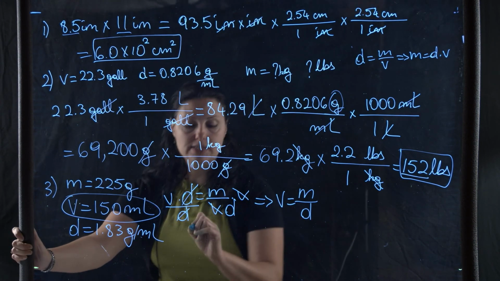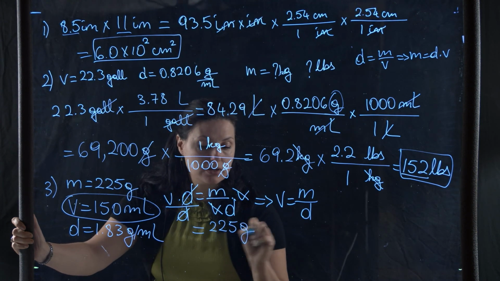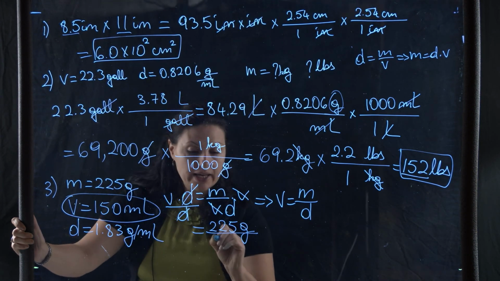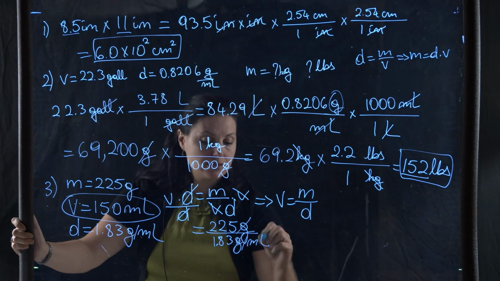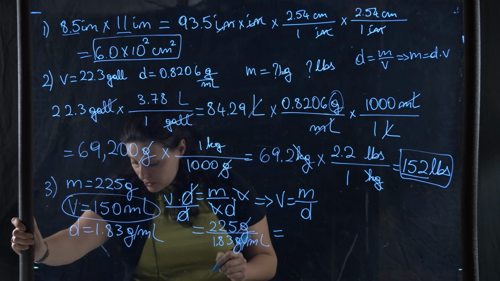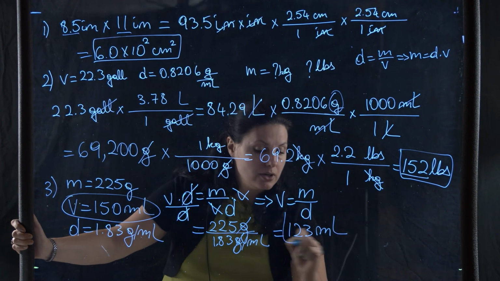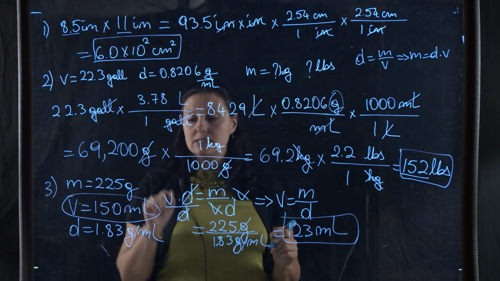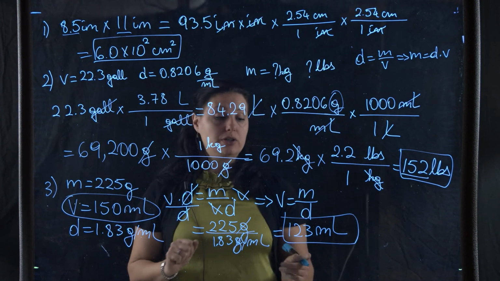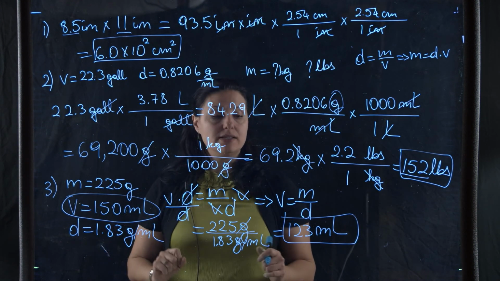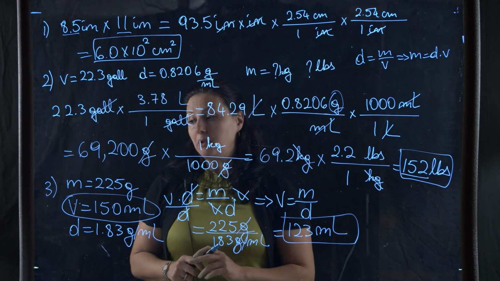Okay, now that I have this, I can say my mass is 225 grams, so 225 grams divided by my density, which is 1.83 grams per milliliter. My grams will cancel, milliliter will come up on top. And if you do this, it will be 123 milliliters. So that is the volume required for this mass to be dissolved in. And I have an Erlenmeyer flask of 150 milliliters, which means that yes, I can use this flask because the volume that I need is smaller than the flask. So that is the answer to problem 3.